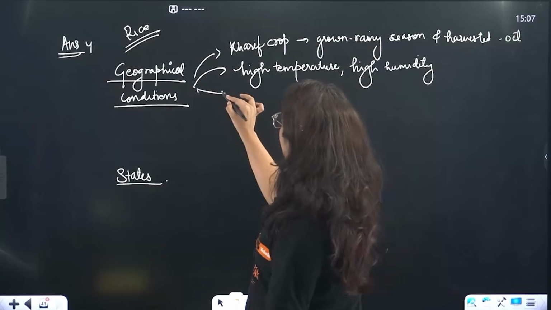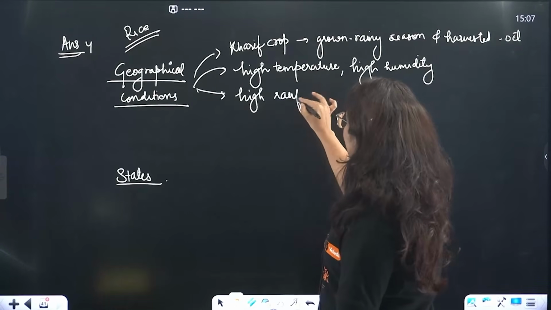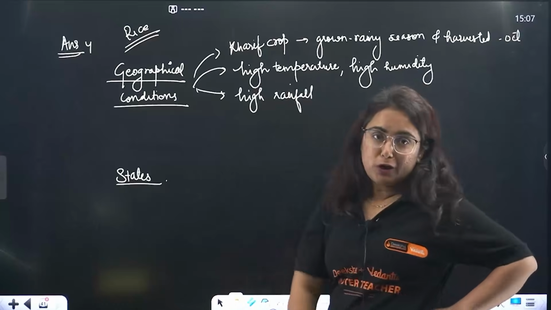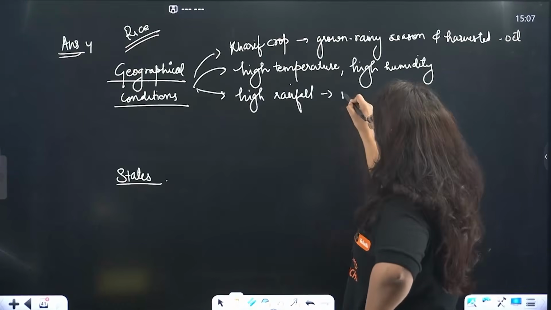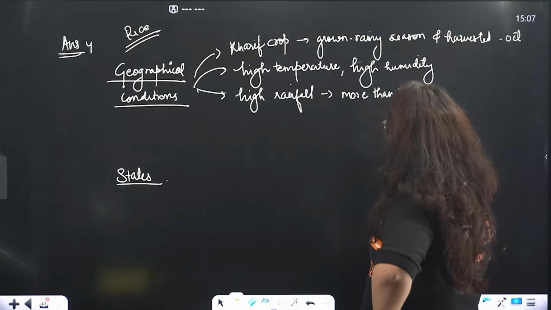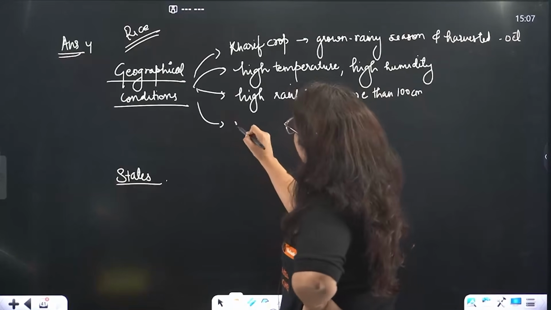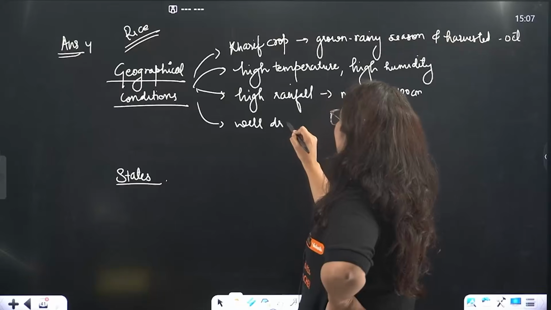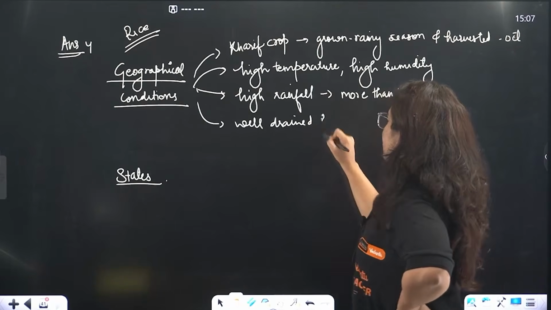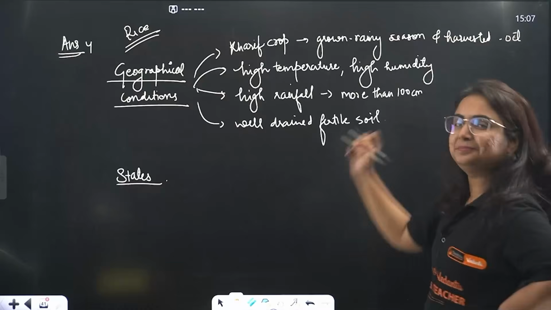Along with that, it also requires high rainfall. Okay, how much rainfall is required for the growth of rice? It is more than, okay, more than 100 centimeters. Getting my point? More than 100 centimeters. But it also requires well-drained fertile soil. Yes, it requires well-drained fertile soil.